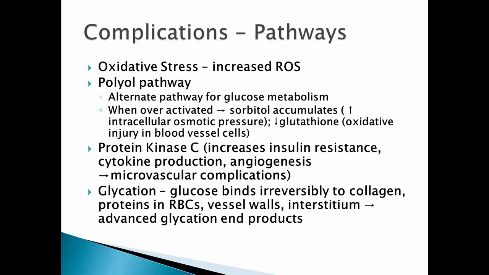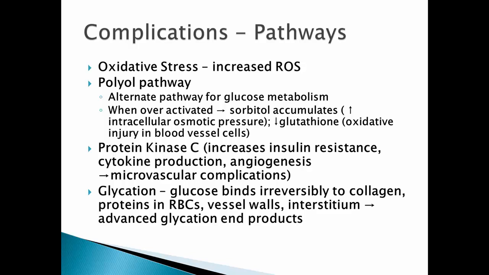The third pathway is the protein kinase C pathway. Protein kinase C is activated by an elevated blood glucose level, and protein kinase C is an intracellular signaling protein. When it is activated, it increases insulin resistance, the production of cytokines, and angiogenesis. As a result, then, this activation of protein kinase C leads to microvascular complications.